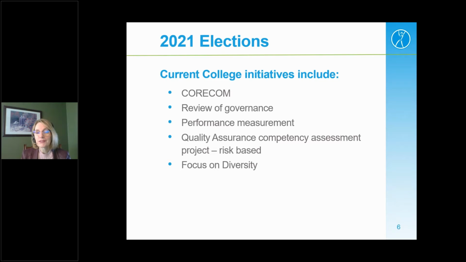The first one of these measurement tools will be completed by March of 2021. So the college staff are busy working on that, and council will get a chance to look at that.